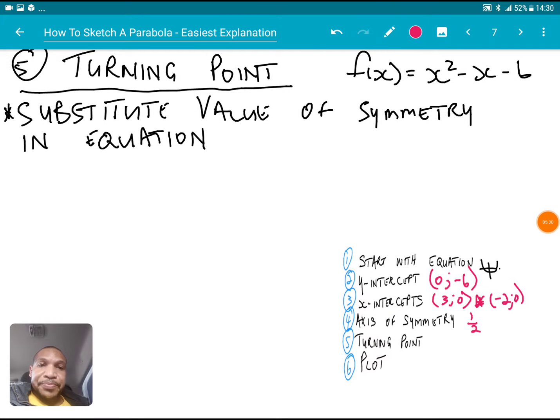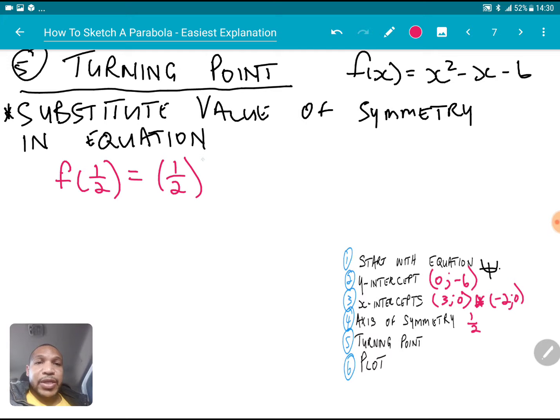Now for the turning point. For the turning point, we simply substitute the value that we got for the axis of symmetry into our equation. So we'll have f of a half, because remember I said the axis of symmetry is an x value. Everywhere there's an x, we simply substitute a half: a half squared, minus a half, minus 6. So I've just simply substituted the half into my equation.